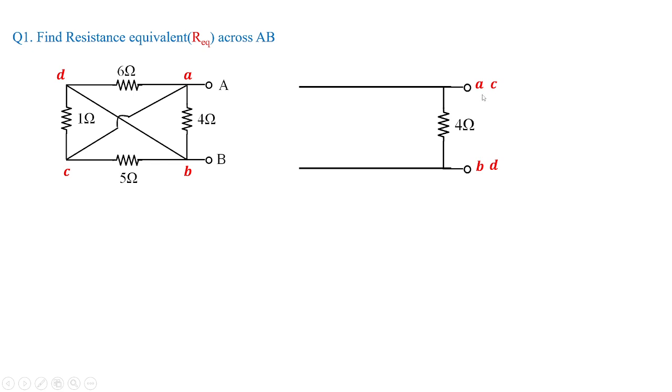Estimating the nodes as AC common and BD common, see here between A and B we have 4, also between A and D we have 6. Between C and B we have 5.